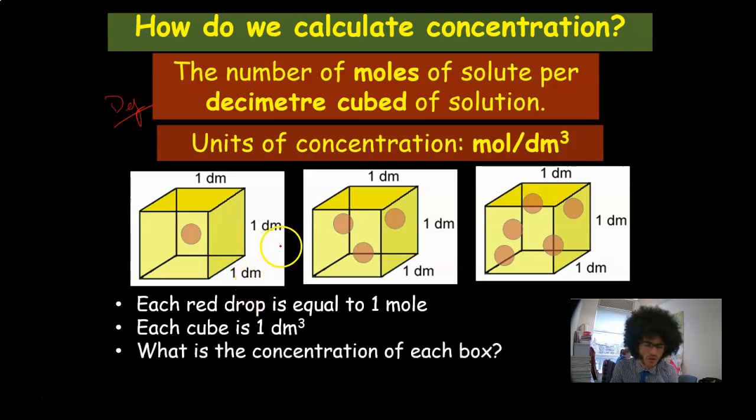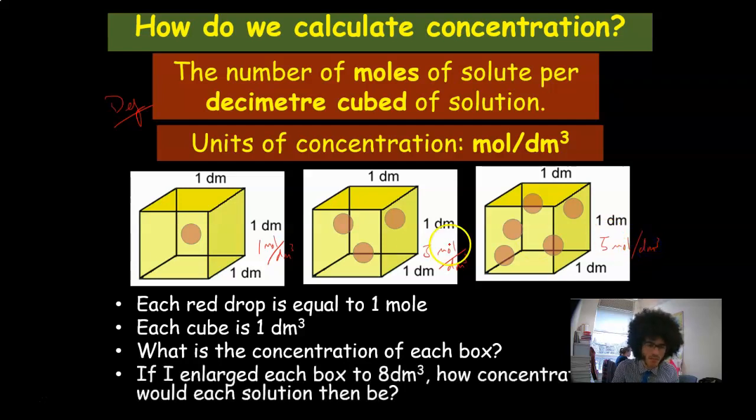So if we think about what the concentration is in each box, well, each cube is 1 decimeter cubed. This has 1 drop in 1 decimeter cubed. So that would be 1 mole per decimeter cubed. In this box, I've got 3 moles in 1 decimeter cubed. So that would be 3 moles per decimeter cubed. And here I've got 5, so it would be 5 moles per decimeter cubed.